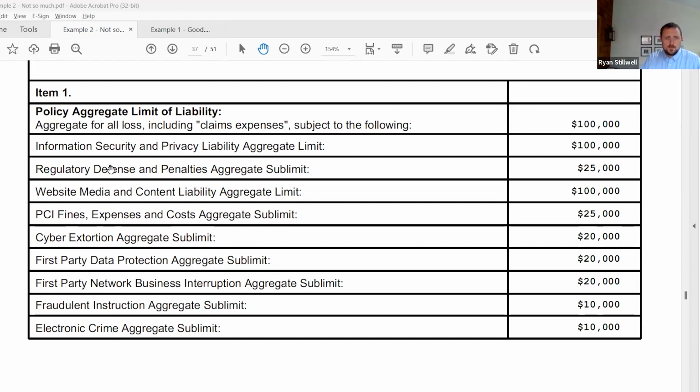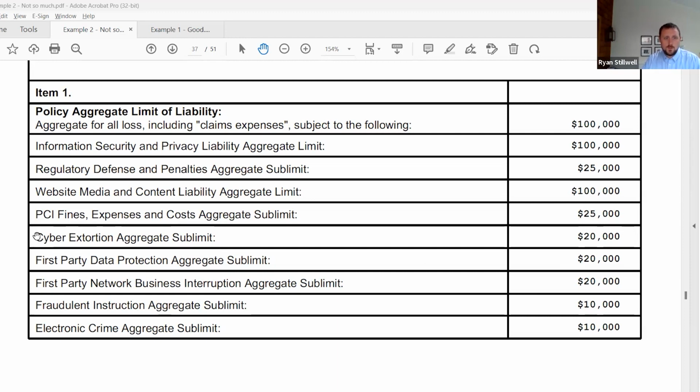Take a look at some of these other things: regulatory defense and penalties, $25,000, right? So if you process payment cards on your platform and there's an issue there, you might have a regulatory issue with payment cards, right? You also see fines. Both of those are $25,000 limits. Pretty easy to surpass those for many small businesses.